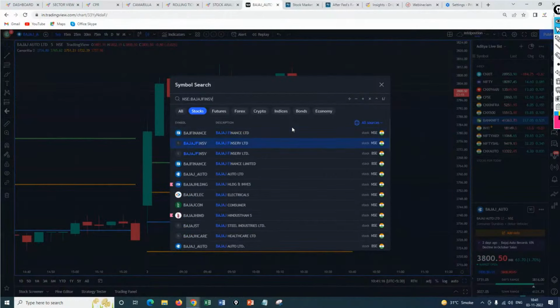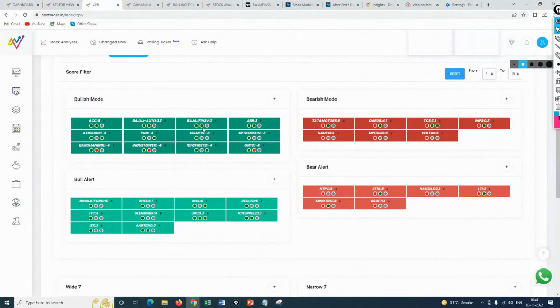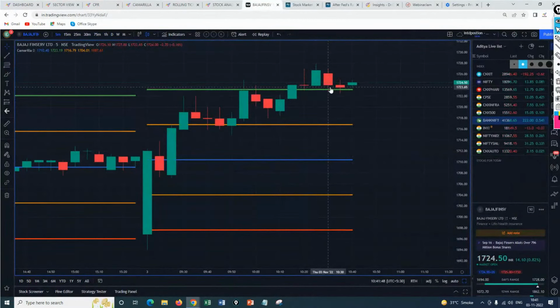Here you have Bajaj Finserv. Bajaj Finserv seems to be having a very orderly trend where it has broken above pivot, then broken above H3, and it has now broken above H4, and it is sustaining over here. So I can see that Bajaj Finserv actually has a very good setup, and when I go back here, I see that the score is also 3 and it has 2 green dots also. So pretty good setup I'm seeing in Bajaj Finserv, and I see that it is managing to hold on to the H4 level also.